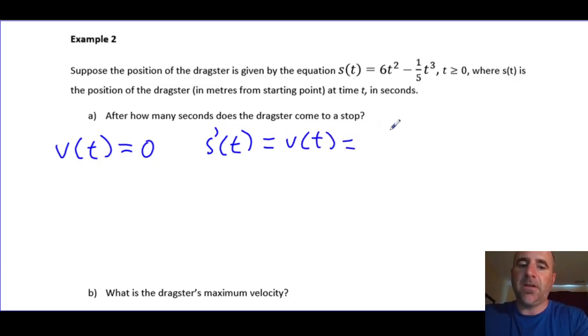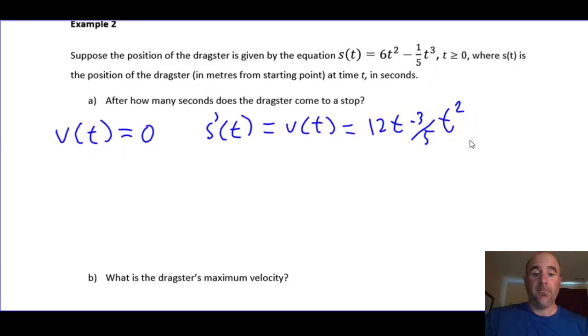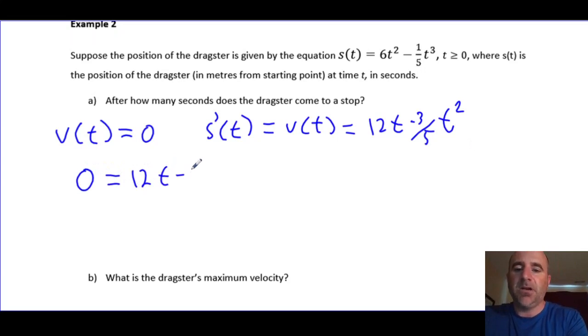The equation for that would be 12t, taking the derivative now, minus 3/5 times t squared. So we're interested in knowing when is that equal to 0. So when does 0 equal 12t minus 3/5 t squared? I can factor the t out, and I'm left with 12 take away 3/5 t.